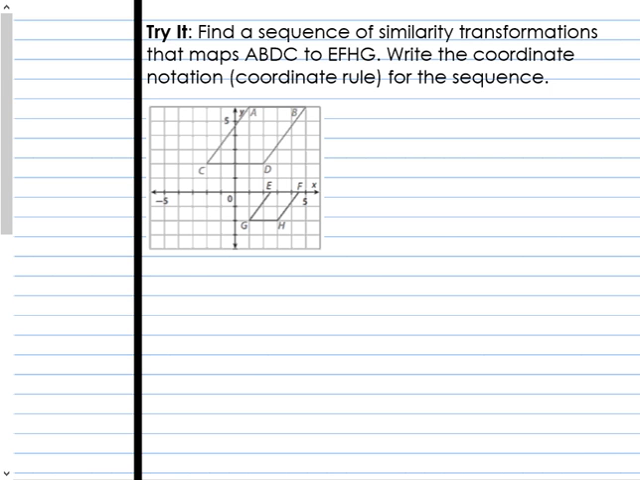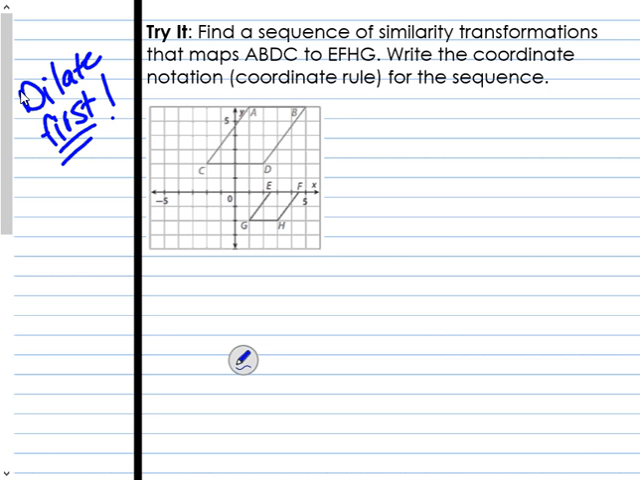If you notice, ABDC was dilated to EFHG. And as I said on the last problem, you always need to dilate first. If you start moving stuff around or reflecting or translating or rotating before you've dilated, you might do double work. So the one thing that you always want to do is dilate first.